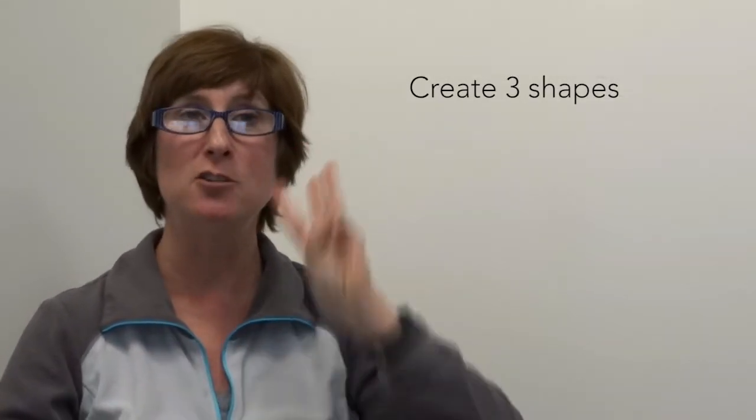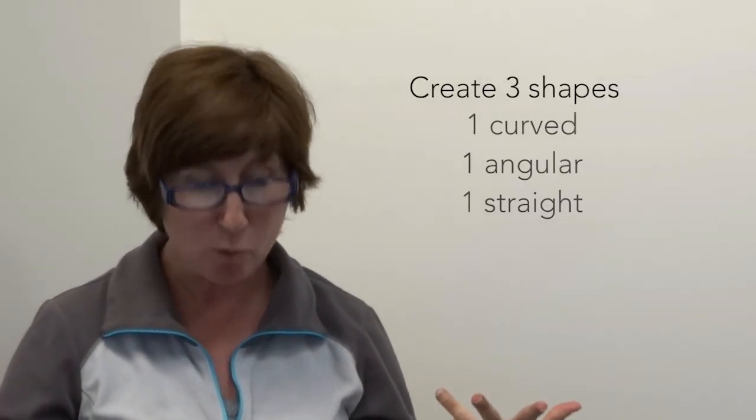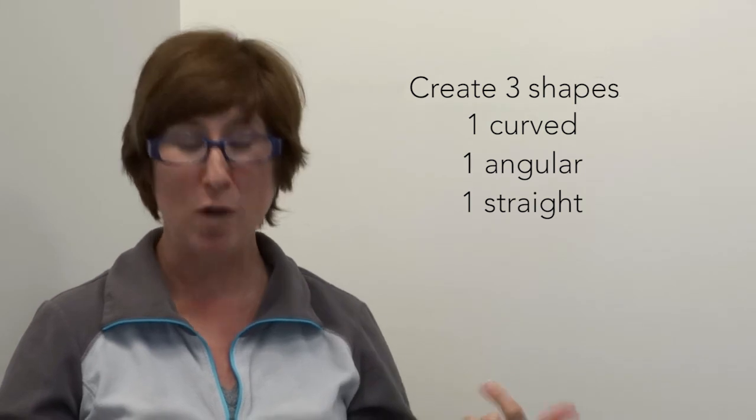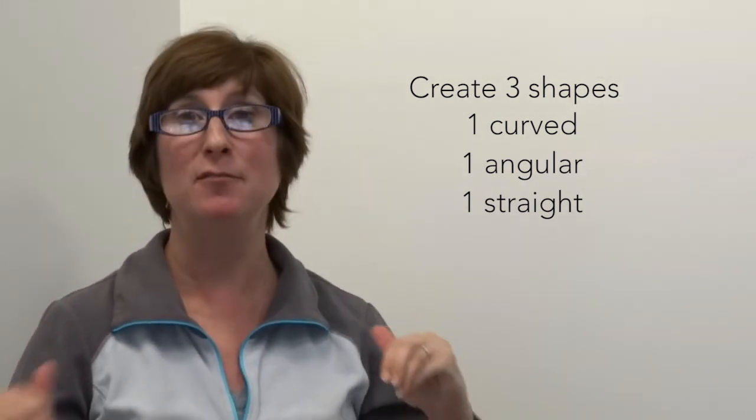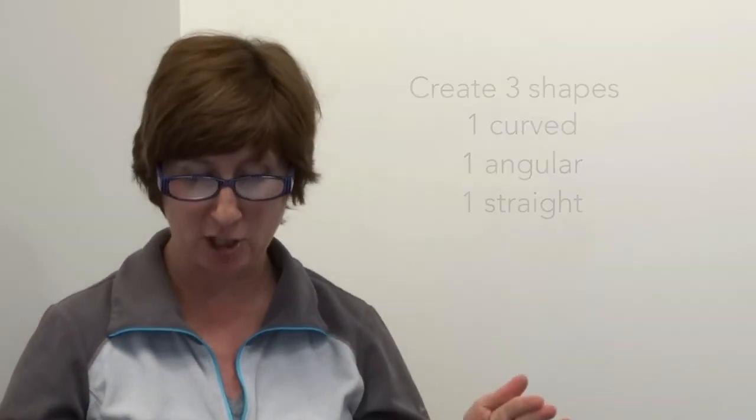Have them create 3 shapes. Now these are going to be non-locomotor. 3 shapes in each group. And I always have someone ask me, well, we put ours together. No, you need 3 separate shapes. Maybe one is curved, one is angular, and one is a very straight linear shape.